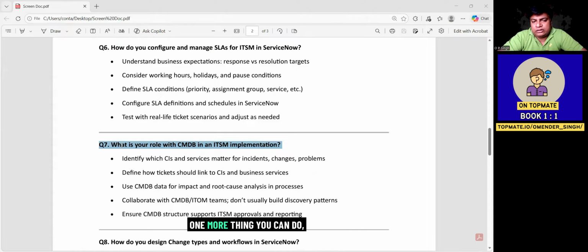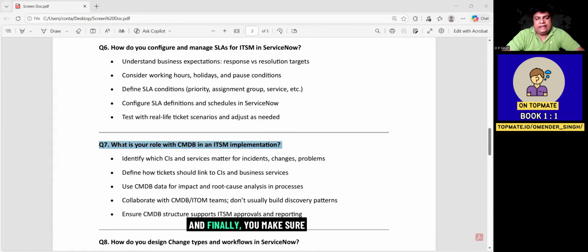One more thing you can do is decide which CIs and business services users should select on the tickets, based on the criticality of the CIs and of the business. Another thing you have to take care of is working with CMDB or IT teams to make sure the data and the structure support your processes. It should not be that they have different data and you are not able to use it efficiently inside your processes. If it is like that, there will be no benefit. So you have to work in that context.